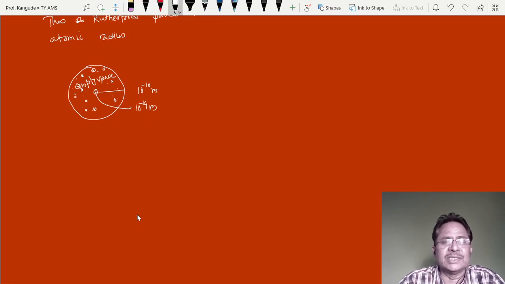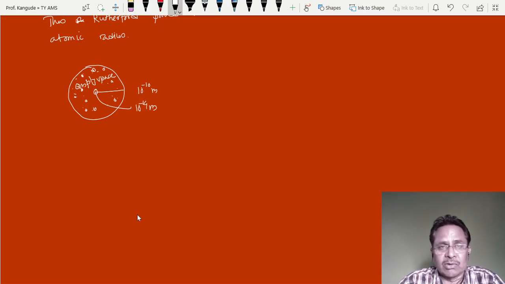How the nucleus is there, how the nucleus is formed, what the size of the nucleus is, etc. Experimental proof and theory were given, and based upon the Rutherford scattering experiment, he showed that this type of scattering is taking place. Therefore, the size of the nucleus can be estimated, and it is found to be 3 into 10 raised to minus 14 meters for an element like aurum, or gold, and for all other elements it can be calculated.